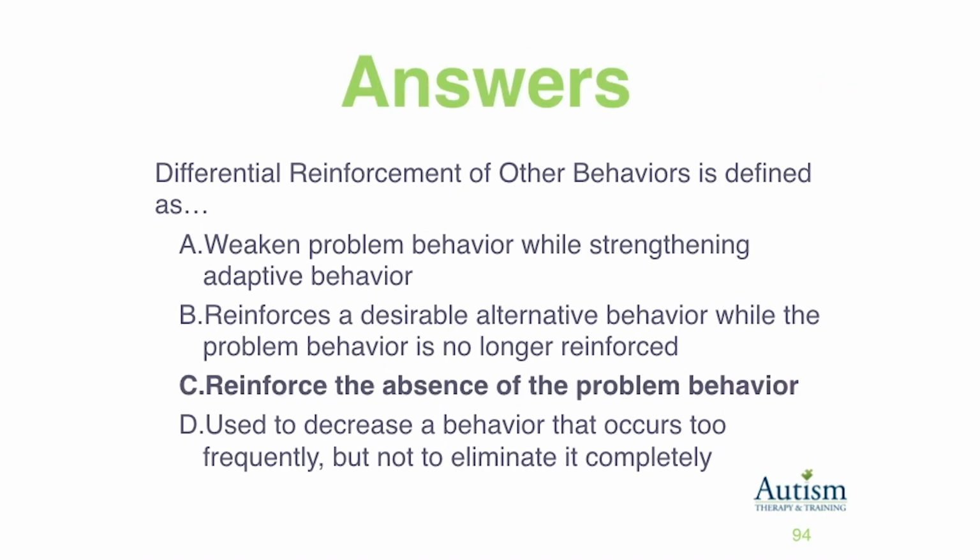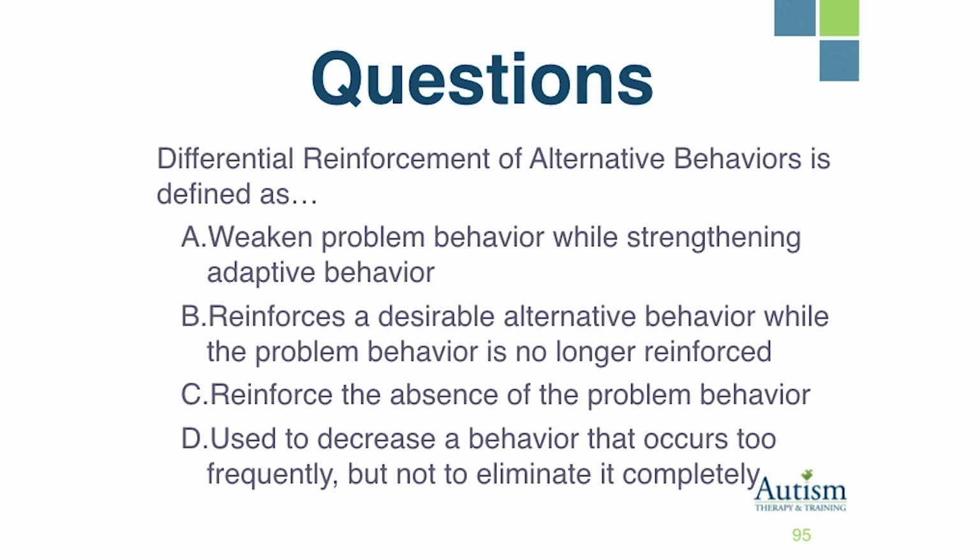And the correct response is C. Reinforce the absence of the problem behavior. Well done. Differential reinforcement of alternative behaviors is defined as: A. Weaken problem behavior while strengthening adaptive behavior; B. Reinforces a desirable alternative behavior while the problem behavior is no longer reinforced; C. Reinforce the absence of the problem behavior; or D. Used to decrease a behavior that occurs too frequently but not to eliminate it completely.